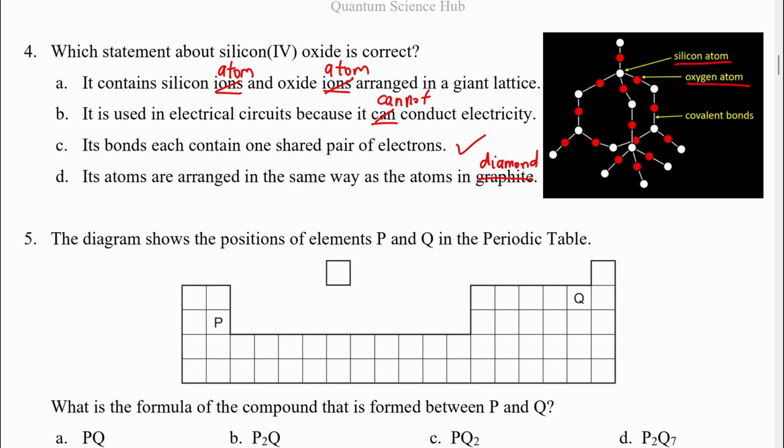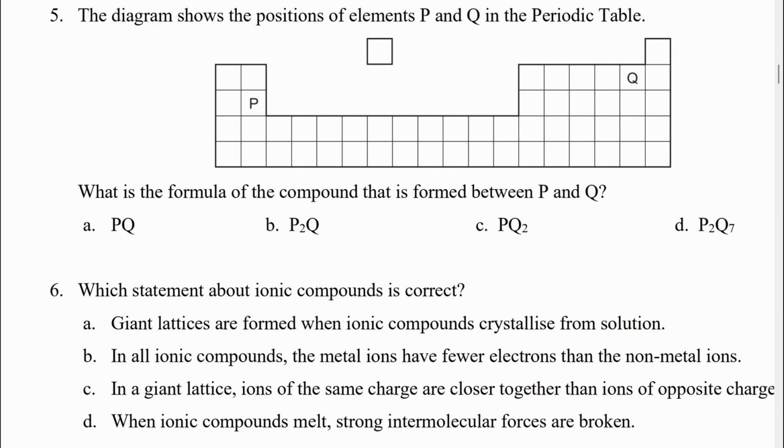You may check the previous video, which discussed the giant molecular structure. So the correct answer here is C. Question 5. The diagram shows the position of elements P and Q in the periodic table.